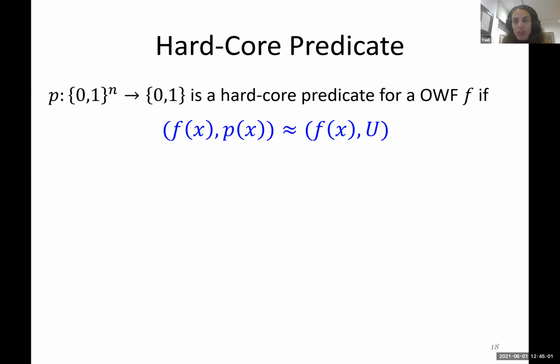Anybody see how, using a hardcore predicate, you can generate a bit of randomness? Okay, we'll get to that in a second. Something to think about.